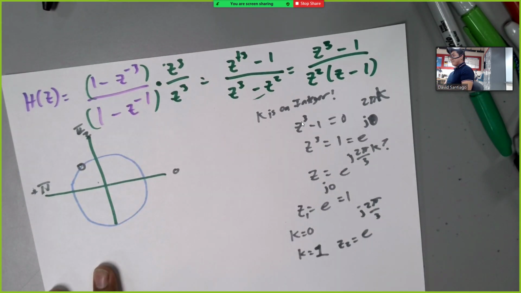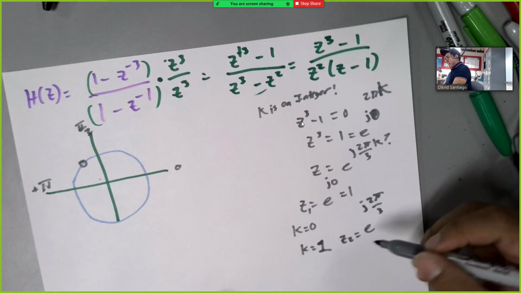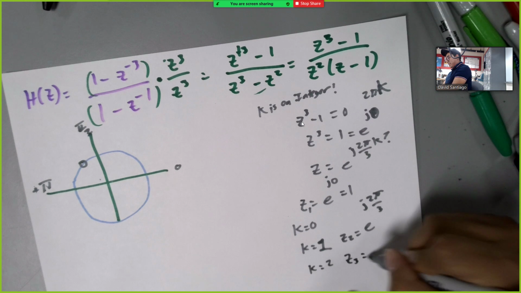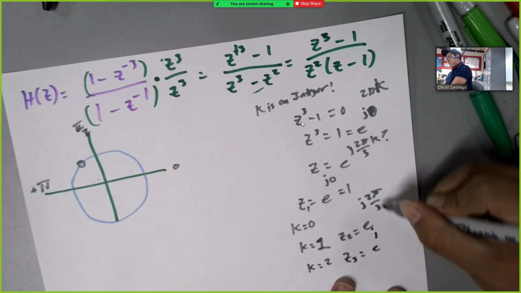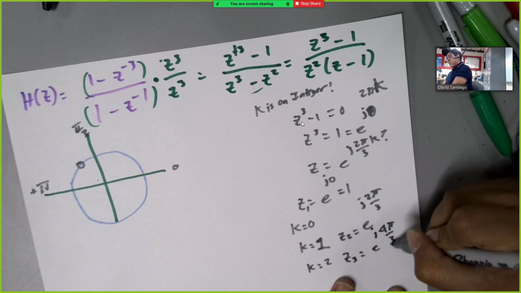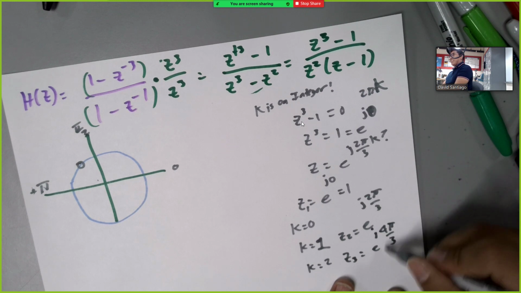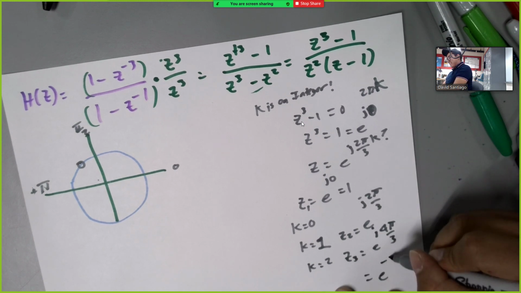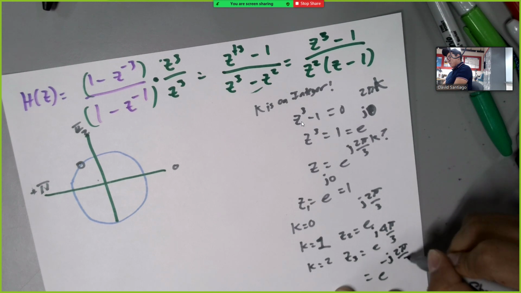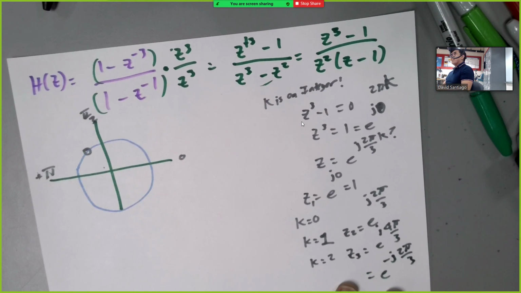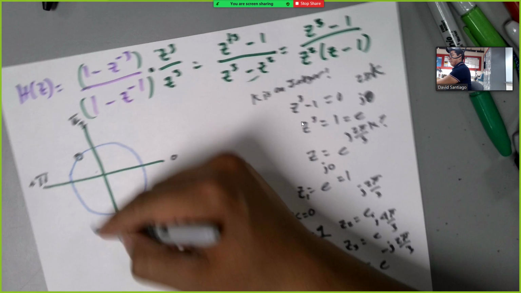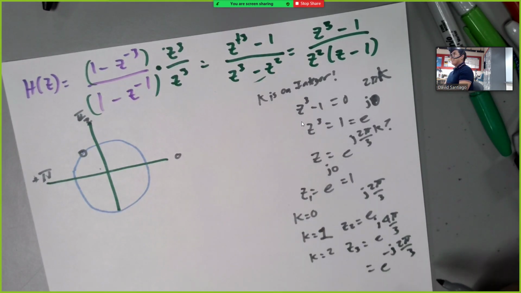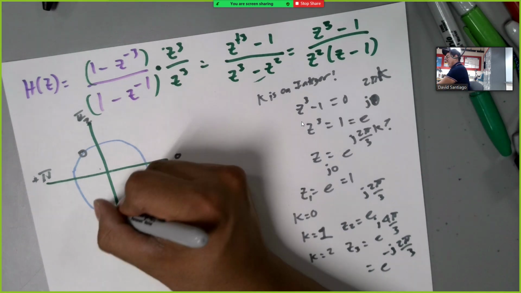Okay? And then k equal to 2 is going to be z3 equal to e to the j 4 pi over 3. But I don't like writing it like this. I'm a DSP engineer, so we write it like this: e to the minus j 2 pi over 3. All right? We're mirroring it on the other side. So I like going from this side. Does that make sense?